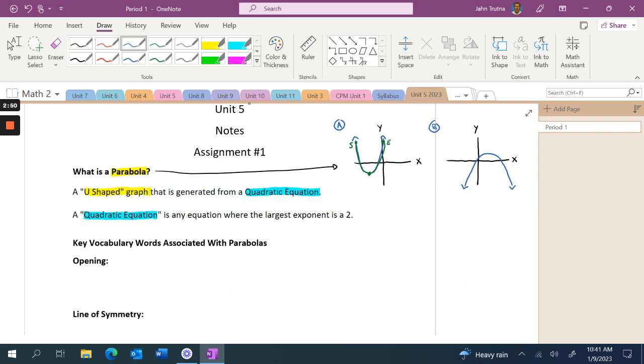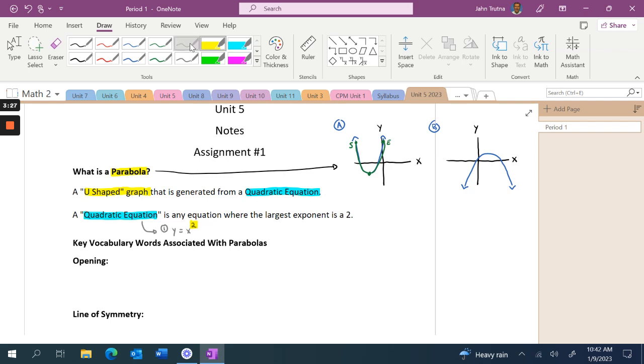Now, quadratic equations are equations that generate parabolas, okay? And a quadratic equation is any equation where the largest exponent is a 2. So let me give you 3 examples of equations that would be considered quadratic equations. Here's the most basic quadratic equation that you could have. y is equal to x squared. Notice the largest exponent in that equation is 2, okay? And it doesn't matter what any of the other numbers are.